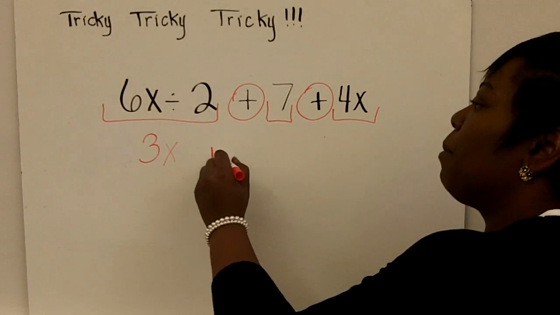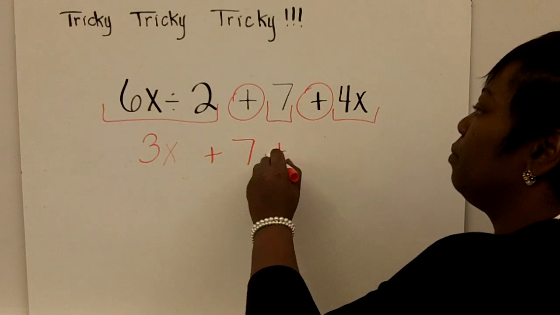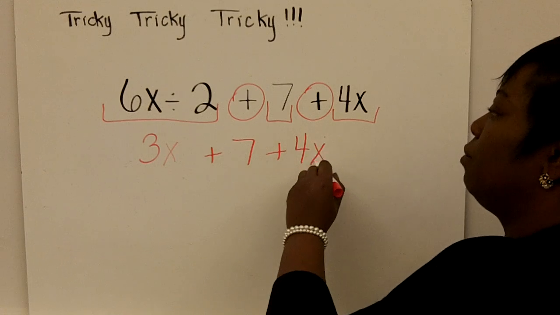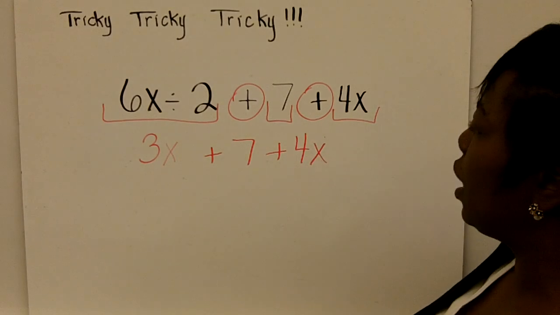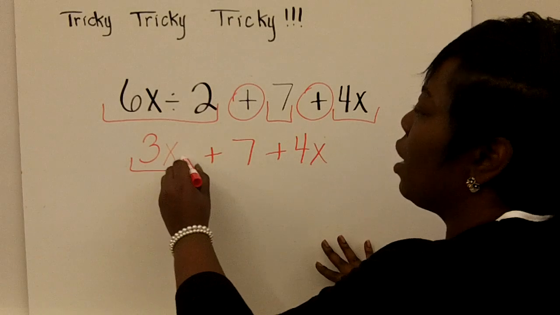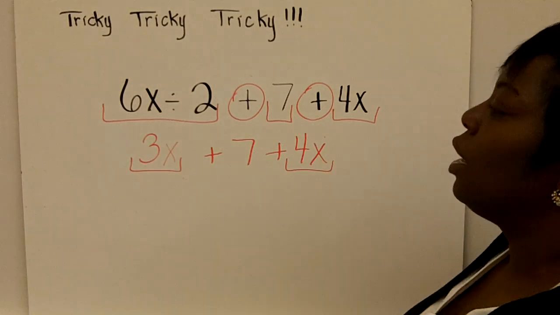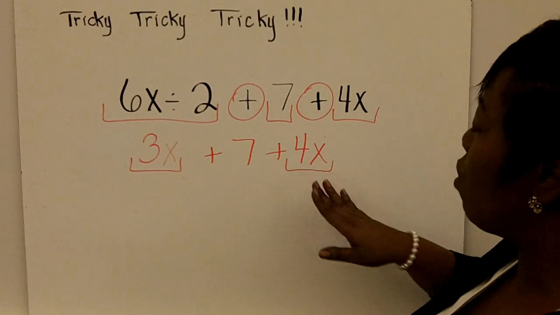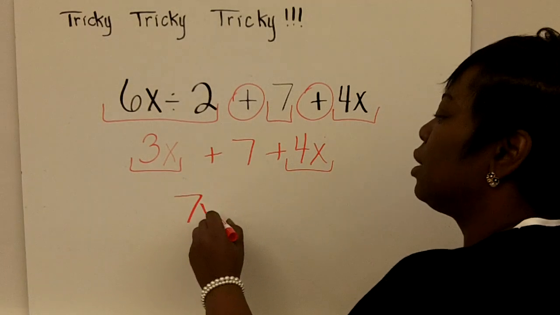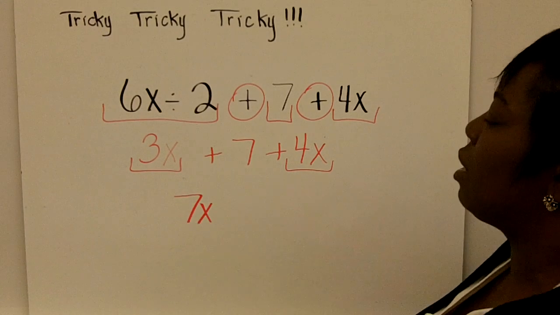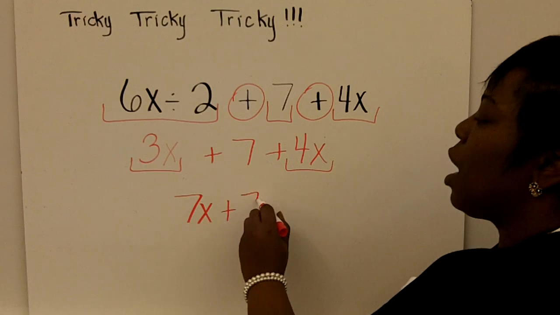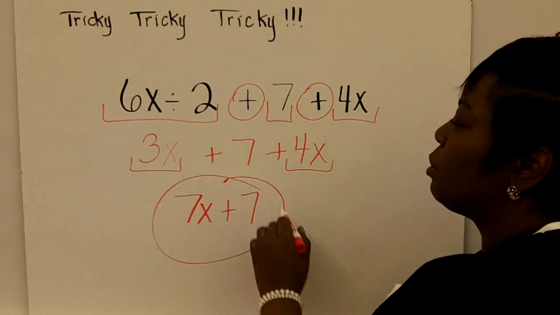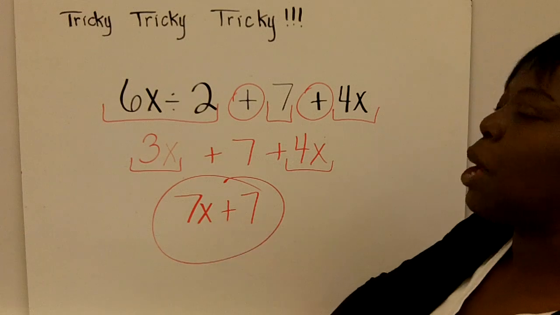All right, copy the rest of the expression. Now you look for your like terms. We have 3x and 4x. 3x plus 4x is 7x. The constant 7 can't be combined with anything else, so we would copy it, making my simplified expression equal 7x plus 7.